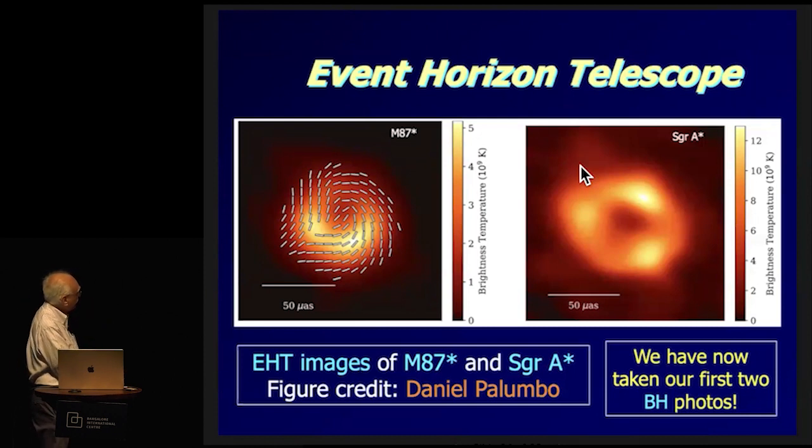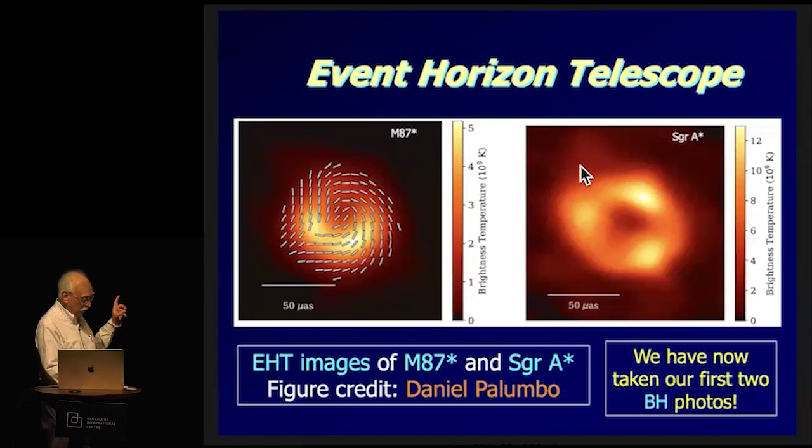Same thing again, a ring. This is presumably the blurred out version of a real sharp ring there. We don't know, but that's what theory tells us. Definitely there's a dark center. The black hole is sitting there. Okay, and this has got a mass of 4 times 10 to the 6 solar masses.